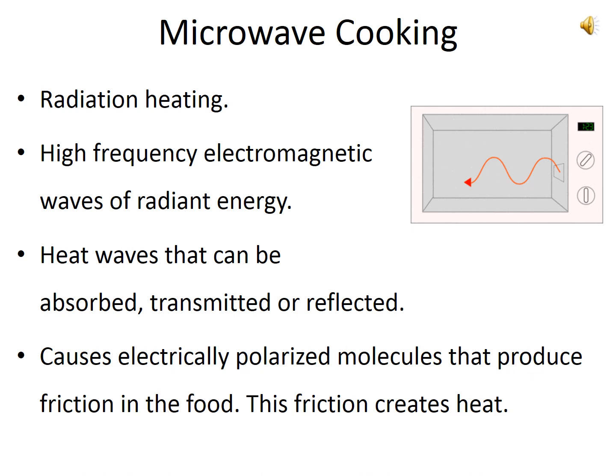You do not have to know this specific mechanism for how this works. You do not have to know what the polarized molecules are, but you should have a more basic idea and be able to differentiate the main concepts of microwave cooking from the other 3 types. So it is through radiation, very high frequency electromagnetic waves, and these waves can be absorbed, transmitted, or reflected.